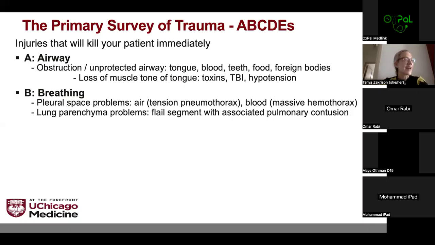What if I didn't have a chest tube available? What could I do if I was worried someone had a tension pneumothorax, for example? Does anyone know? A needle decompression. Sure, let's say I don't have a needle with me, but maybe I just have a scalpel.